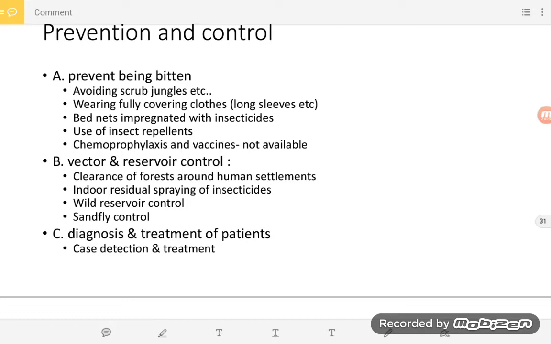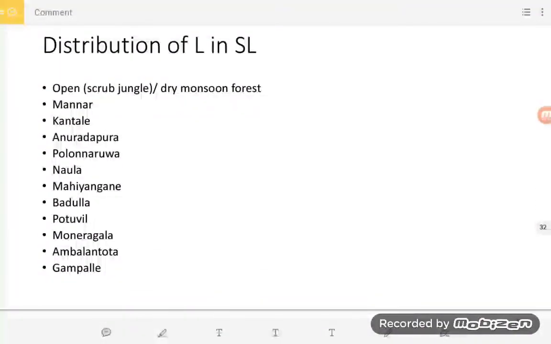Other thing, diagnosis and treatment of the patient. So we have to identify the patient and we have to treat the patient because they are the source of infection. And if we identify a number of patients in a specific area, we can control by using community control, right? So here is where the Leishmania species are distributed in Sri Lanka.